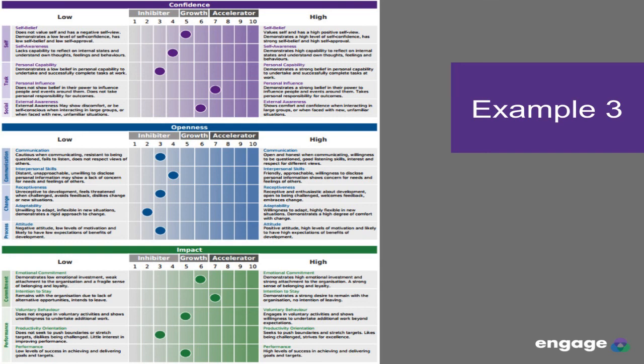And so finally, a third example, and here we have far more dots within the inhibitor and growth, and actually only one or two with an accelerator. So it's almost as if this is the mirror opposite of example 2. What we're seeing here are patterns, and what we can see is there a tendency on this particular profile to rate fairly low across many of the scores here.